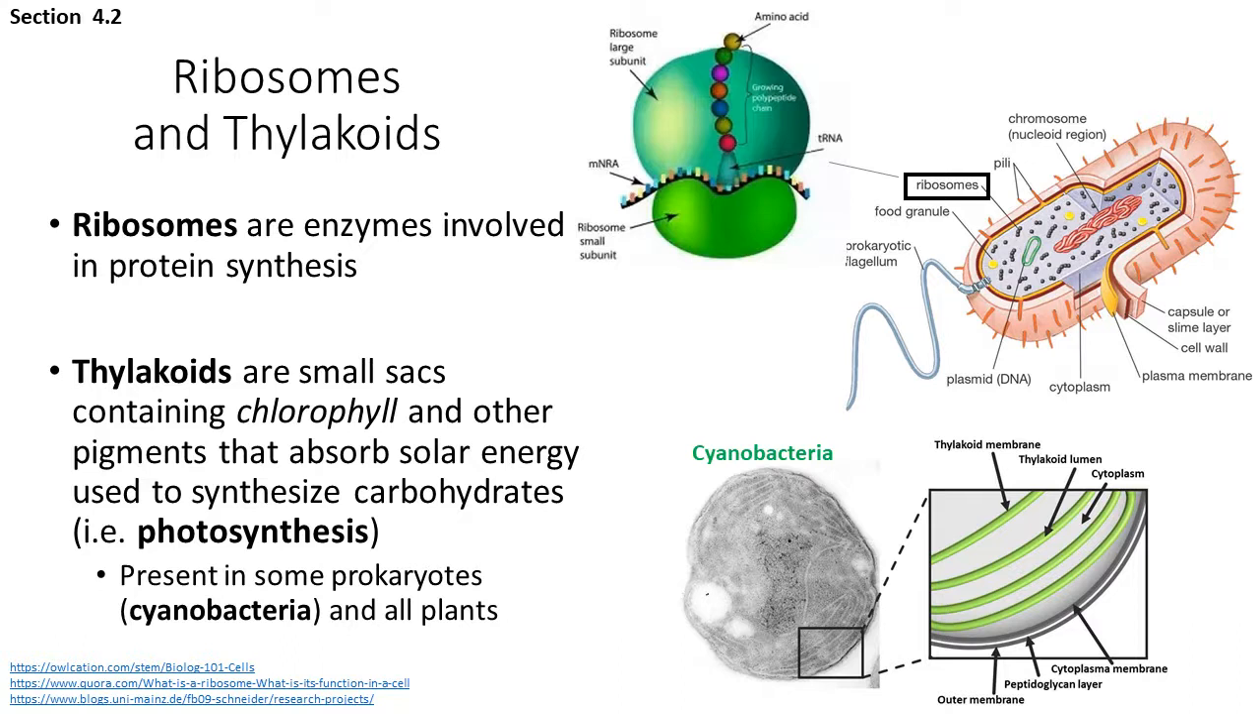Ribosomes are enzymes that are involved in protein synthesis. They have two subunits, and they are found throughout all three domains of life and in both prokaryotic and eukaryotic cells.